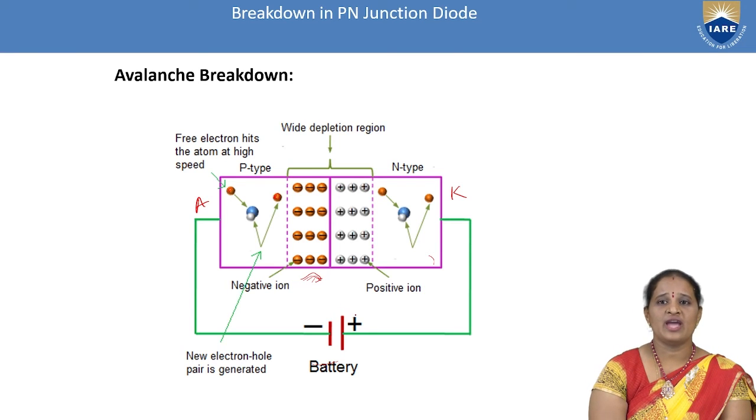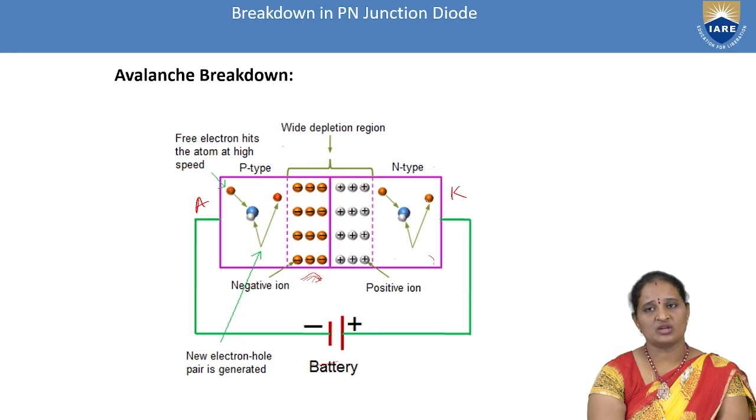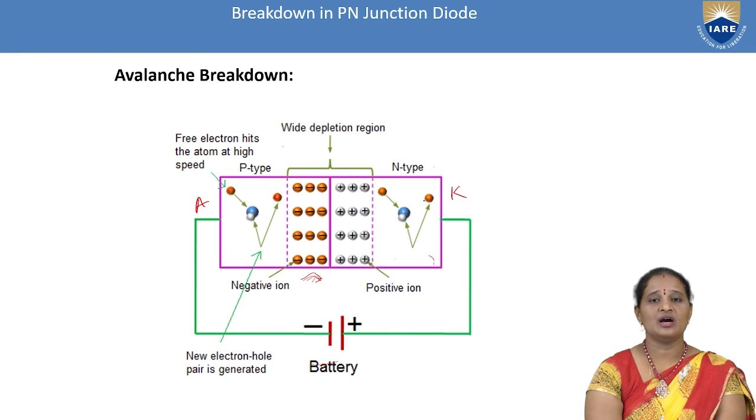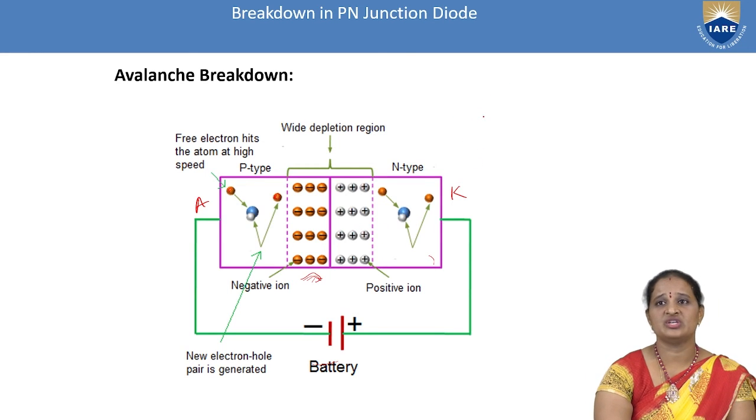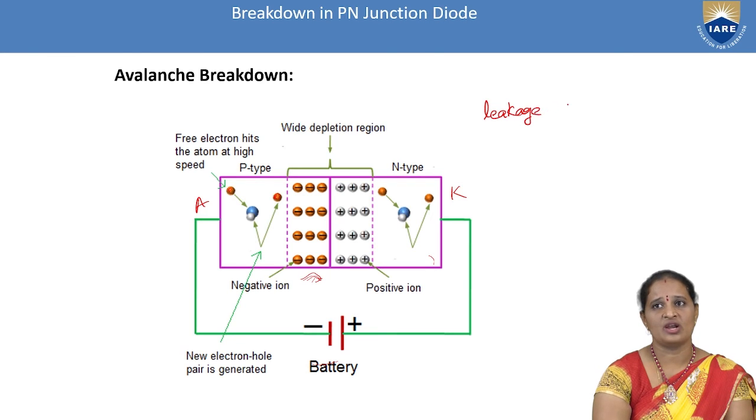And now what happens? As the minority charge carriers cross the junction, there will be a small amount of current flow through the junction, which is due to minority charge carriers and is also called the reverse leakage current.